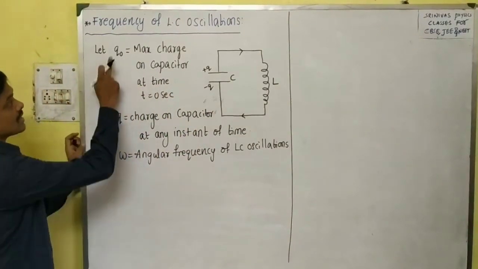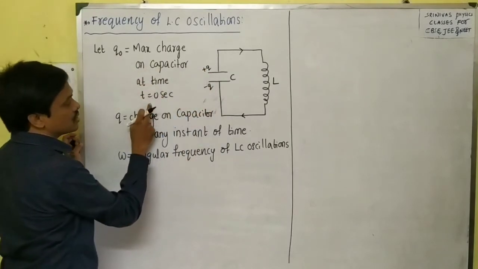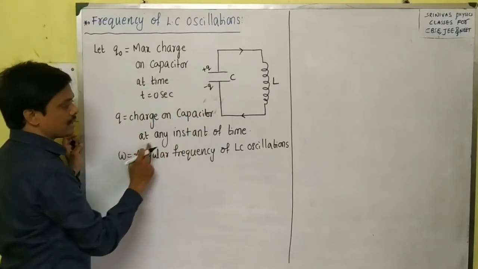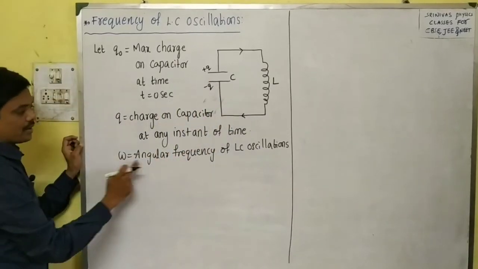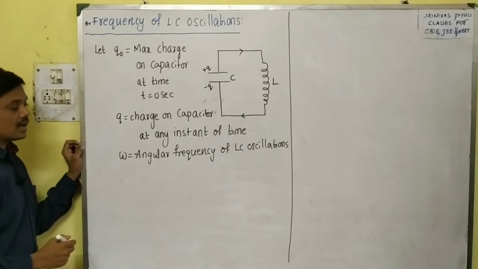For the purpose, let us consider Q0 to be the maximum charge on the capacitor at time t equal to 0 seconds, and Q is the charge on the capacitor at any instant of time, and omega is the angular frequency of LC oscillations.